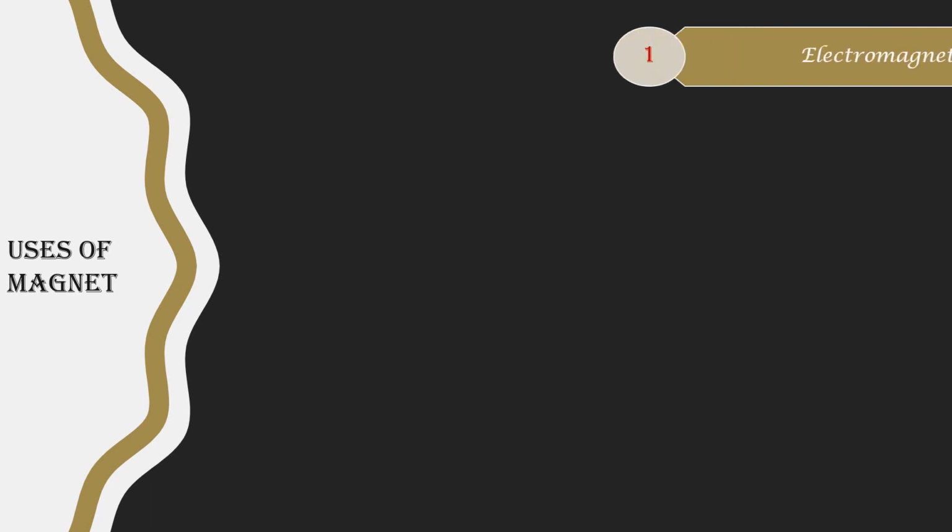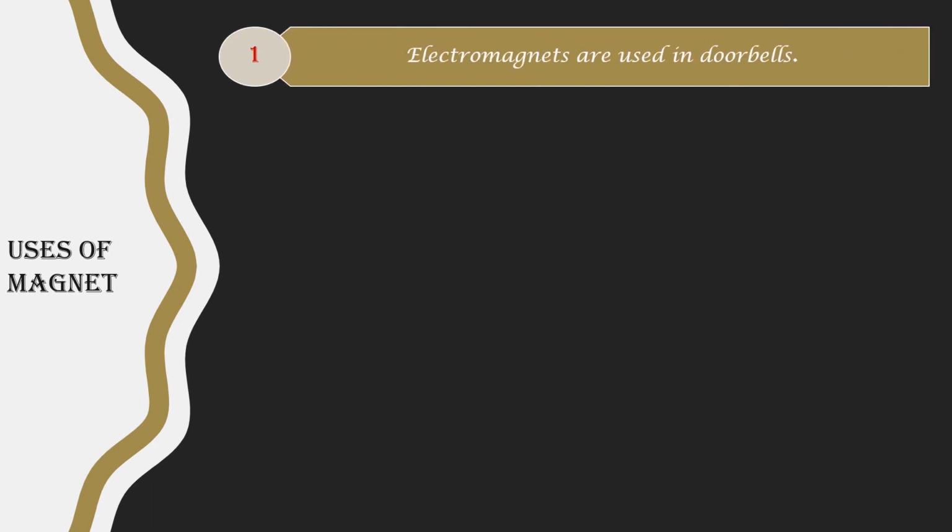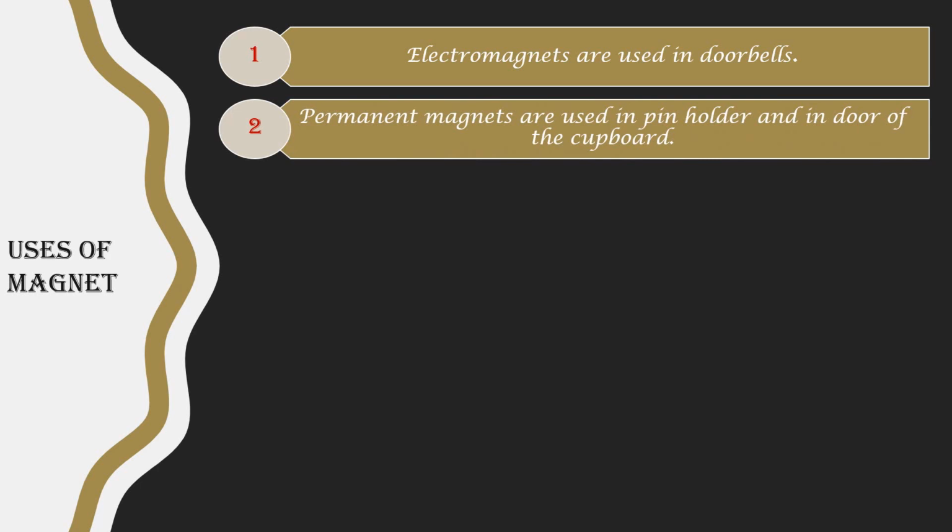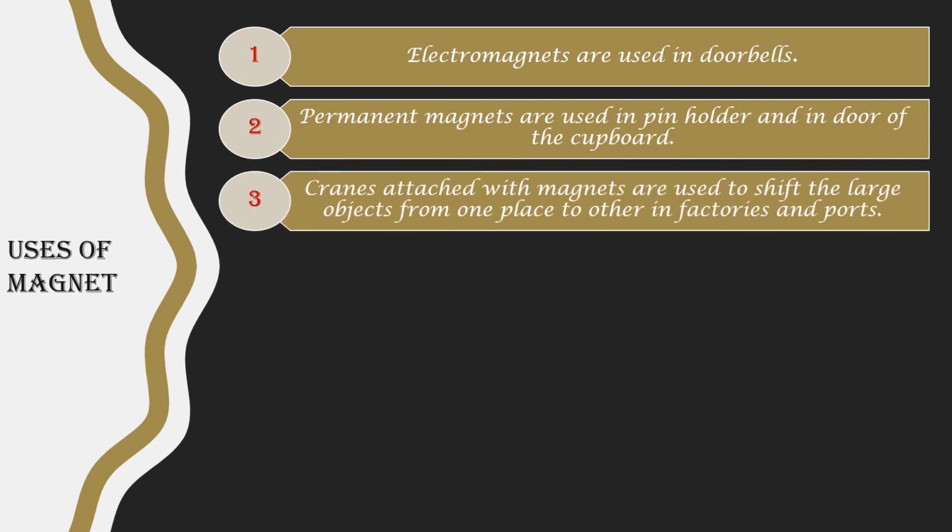Students, now let's understand the uses of magnets. The first use of magnets is that electromagnets are used in doorbells. Then permanent magnets are used in pin holders and in the door of the cupboard. Cranes attached with magnets are used to shift large objects from one place to another in factories and ports.